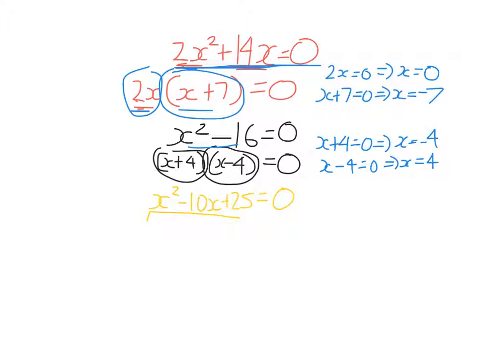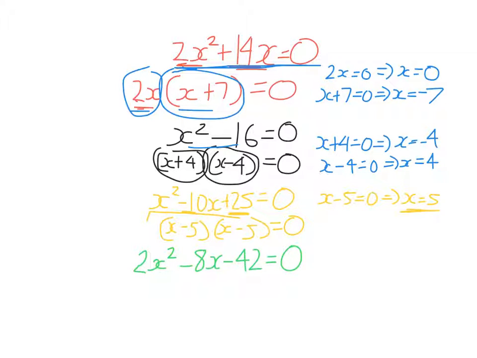Because this is a trinomial, I set up my brackets. Each has an x, and I find 2 numbers that multiply to positive 25 and add to negative 10. They're both minus 5. Minus 5 times minus 5 is positive 25. Minus 5 plus minus 5 is negative 10. So, null factor law. Either the first bracket equals 0, which means x equals 5, or the second bracket equals 0, but the second bracket's the same. So this one only has one solution, x equals 5.